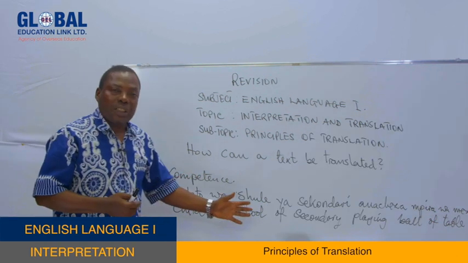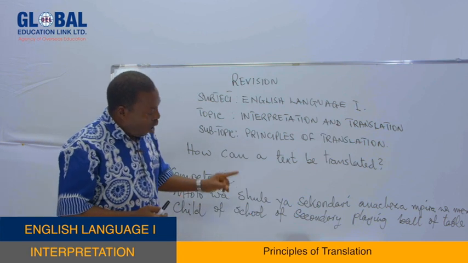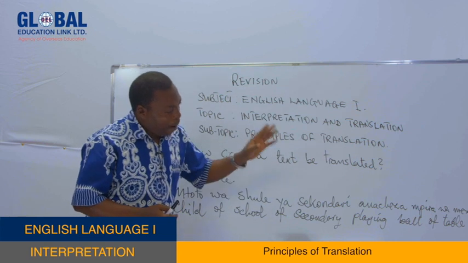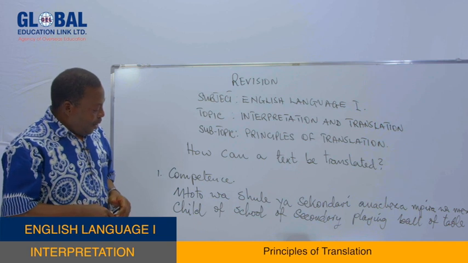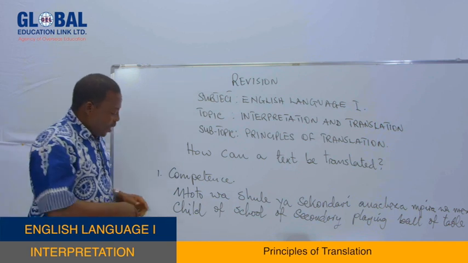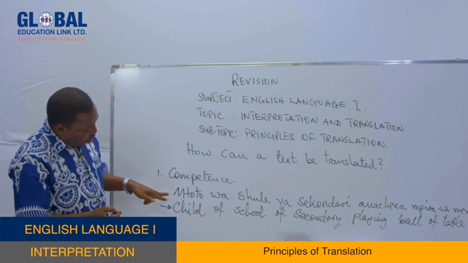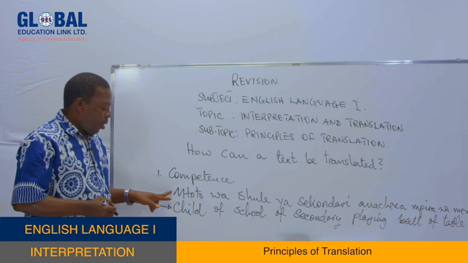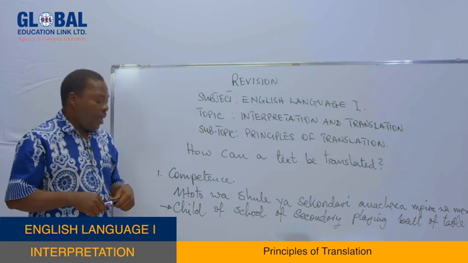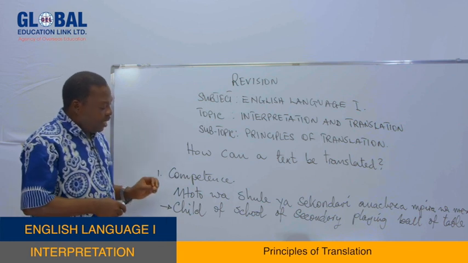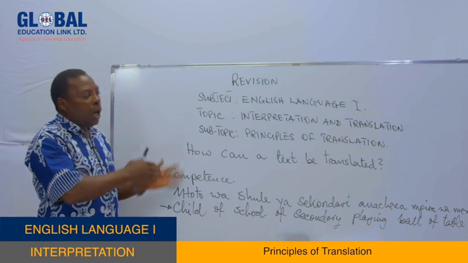Look at this translation that reads, child of school of secondary playing ball of table. A person might say, this is a translation of this text. What actually a person has done here, he or she has decided simply to change the words from one language to another language.